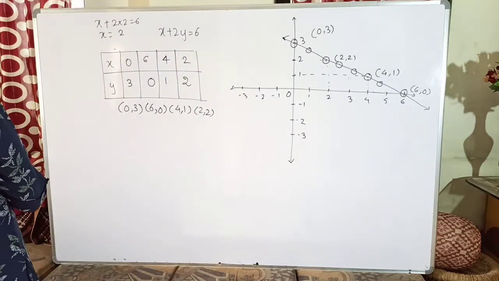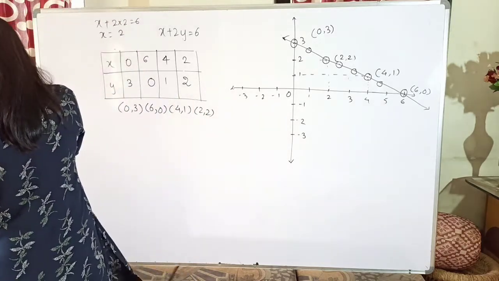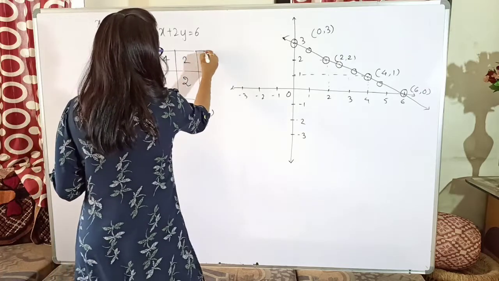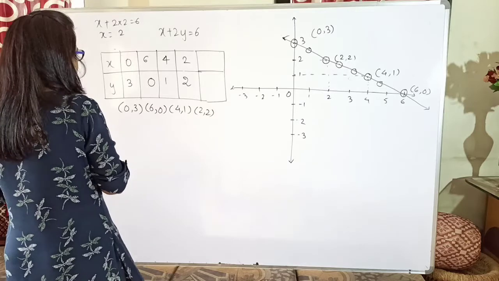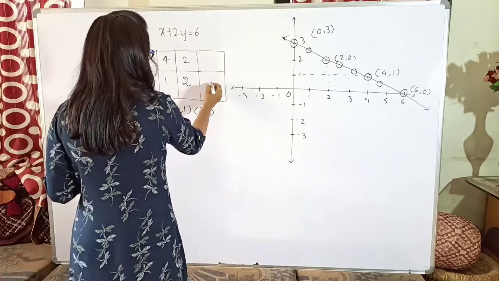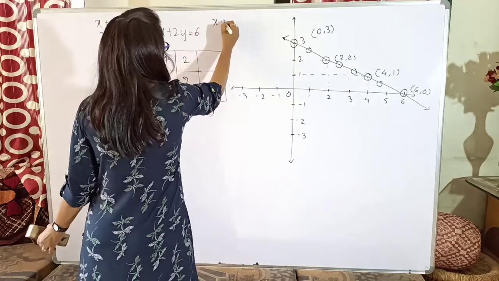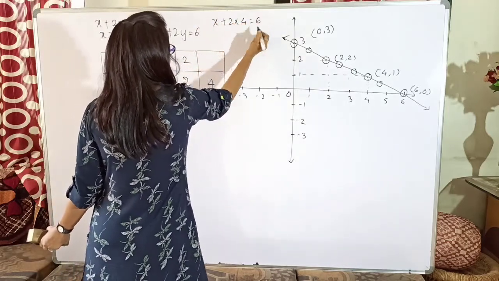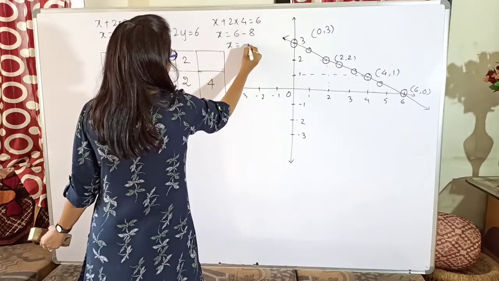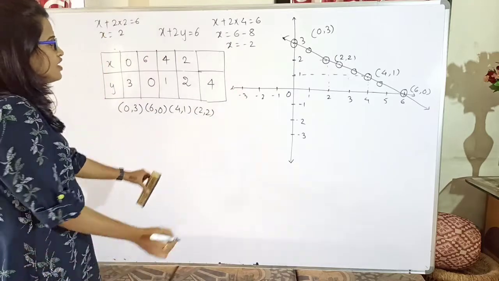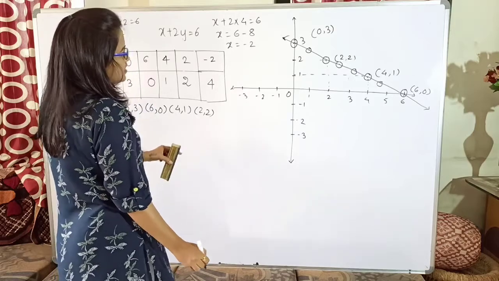But what if I consider any other point? Suppose I consider y is equal to 4. What do I get? x plus 2 into 4 equal to 6, which gives me x is equal to 6 minus 8, x is equal to minus 2. So the value of x I am getting is minus 2, and the value of y I have taken as 4.